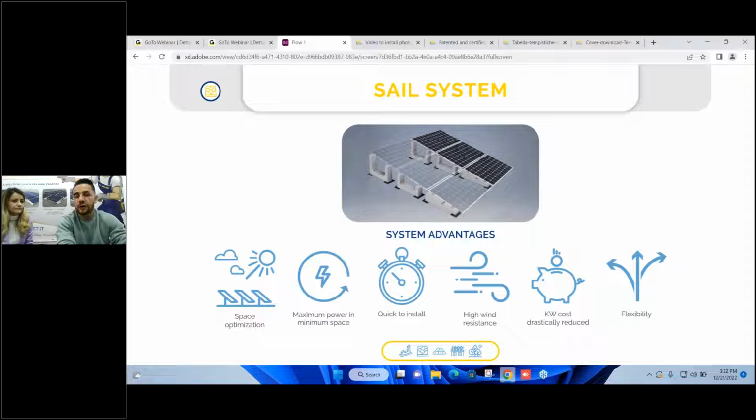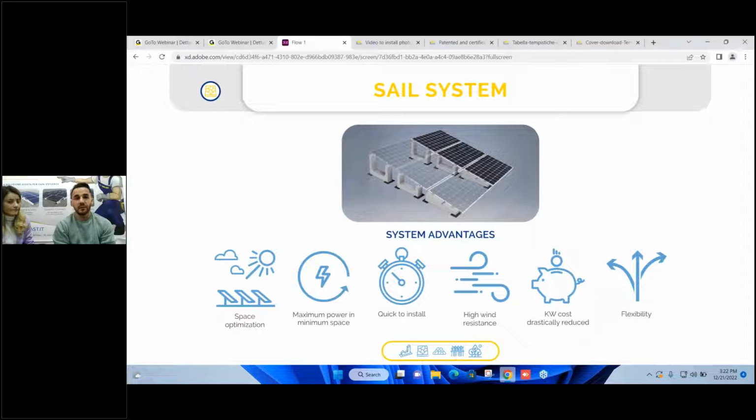As we know from our previous webinars, the Sales system is only available with 2 inclinations: 5 and 11 degrees only. With 5 degrees, you can go up to 6 rows, while with 11 degrees, you can go up to 3 rows.